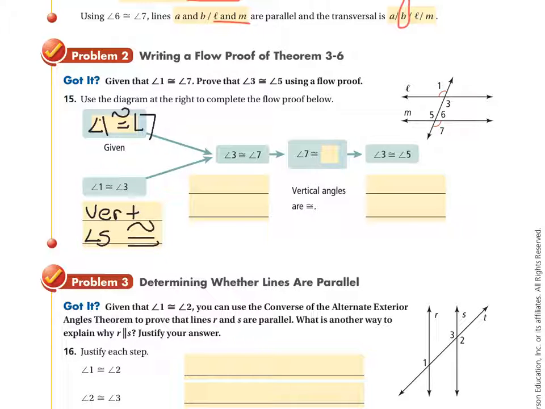So if angle 1 is congruent to 7 and angle 1 is congruent to 3, then we can say angle 3 is congruent to 7, and that is transitive. Also, they give us the reason for the next step here to the right. The vertical angles are congruent again, and it goes with angle 7. So look at the diagram. Angle 5 is what is vertical with 7, so they're congruent. So therefore, we can say that angle 3 is congruent to angle 5, and that is again transitive with the previous two statements. Okay.